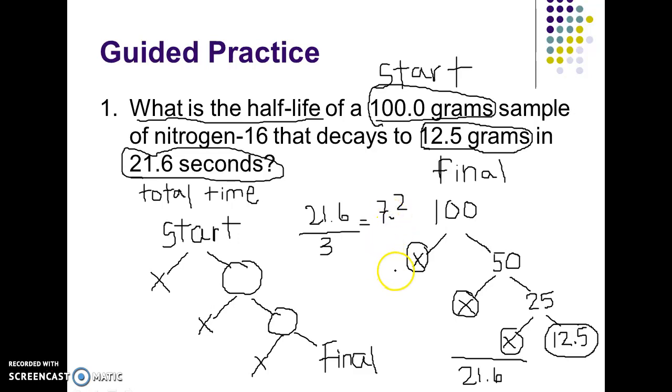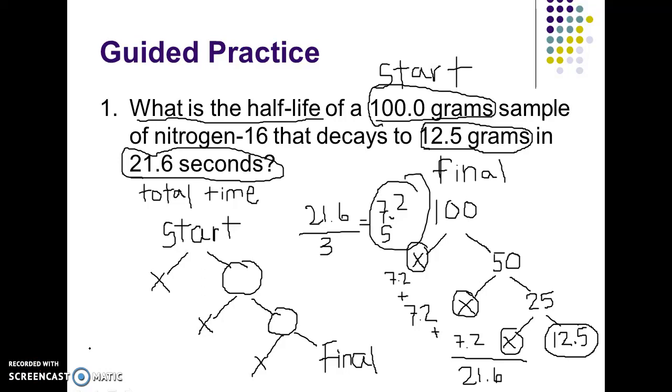One way that you can check your work is you can go through your half-life tree and say, this half-life took 7.2 seconds. This half-life took 7.2 seconds. And this half-life took 7.2 seconds. If I add all of these half-lives together, I should get my total time, which is 21.6 seconds. And I do. So this is going to be the answer to this question, 7.2 seconds.